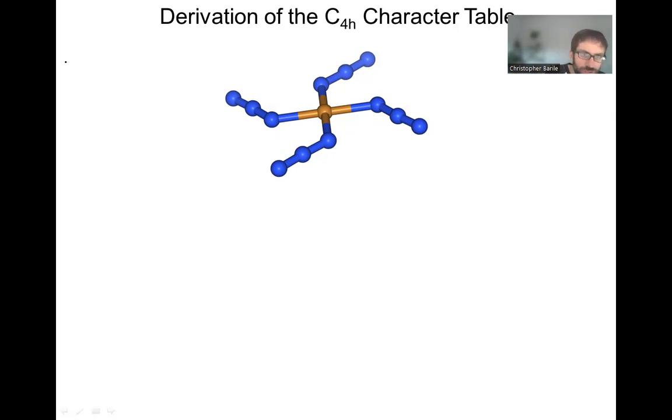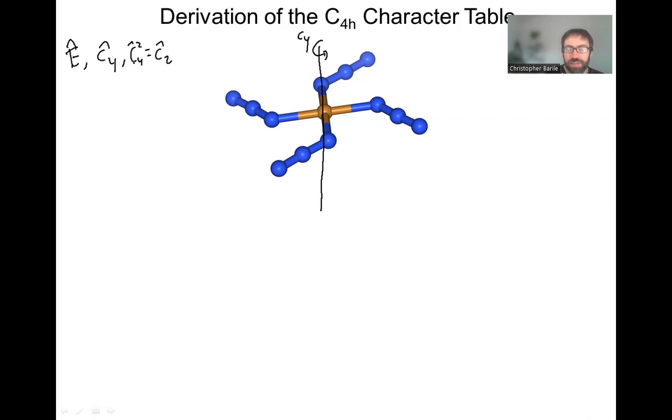So of course, you're always going to have identity. You're going to have, as the point group name implies, a C4, and that's going down the molecule, right? That is a 90 degree rotation. So that's your C4. And you can do this C4 two times. If you do the C4 two times, that is going to be equal to a C2.